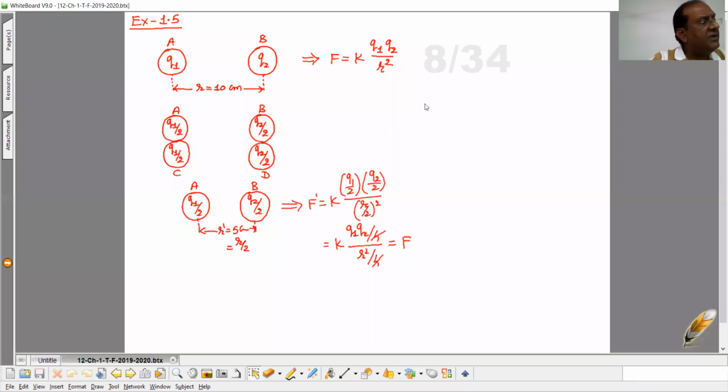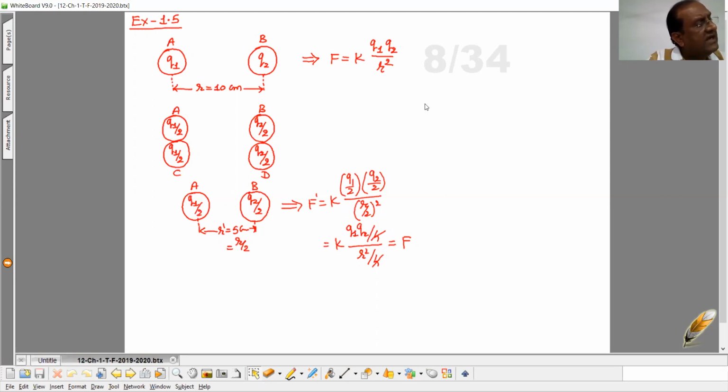Now example number 1.5. A charged metallic sphere A is suspended by a nylon thread. Another charged metallic sphere B, held by an insulating handle, is brought close to A such that the distance between their centers is 10 centimeter, as shown in figure A. The resulting repulsion of A is noted, for example, by shining a beam of light and measuring the deflection of its shadow on a screen.